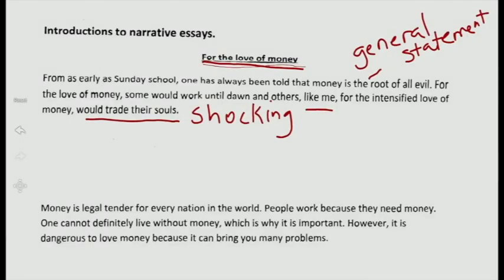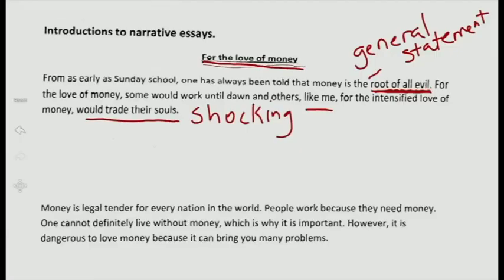And then we want to find out how, therefore, did you carry that out? What is it that you did that says you can trade your soul? And again, you began with that general statement where you said that money is the root of all evil. So as a reader, I'm now anticipating. You said that money is the root of all evil, and then you said that for the love of money, others work until dawn. Some others, like the writer here, for the intensified love of money, would trade their souls. It means that basically they'll do anything to get money.